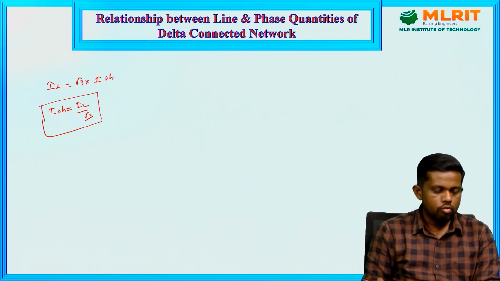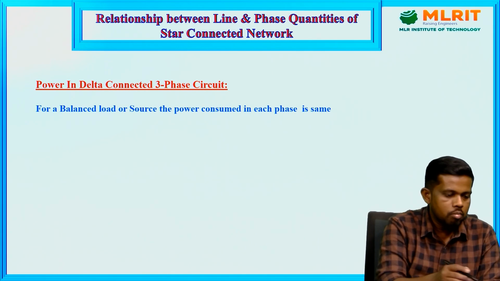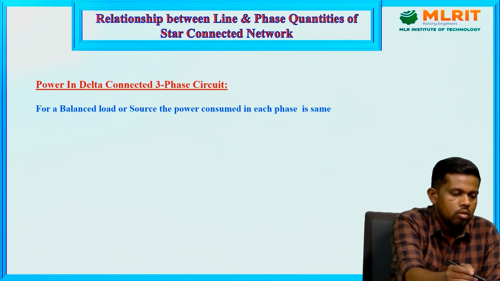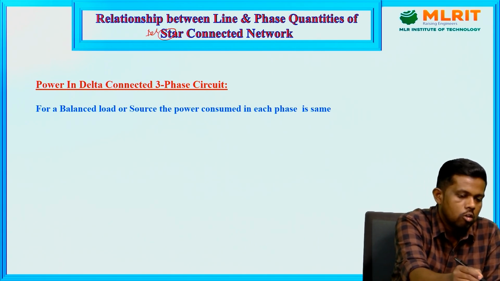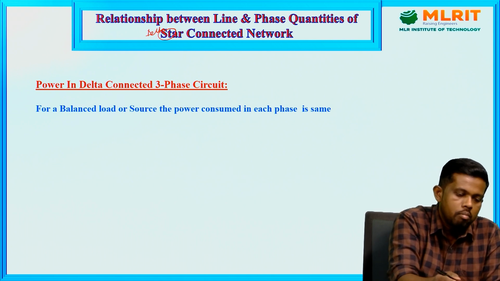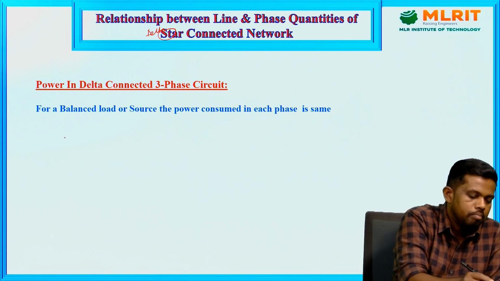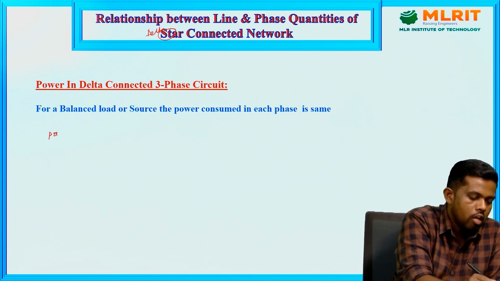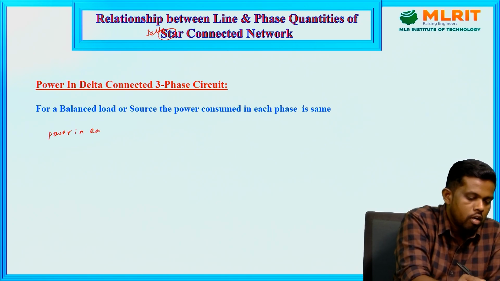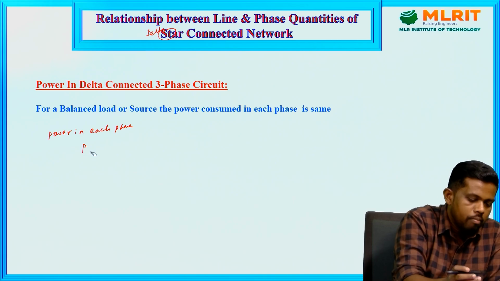Now we need to find the power. Here it is the delta connected network. So we need to find the three-phase power in a delta connected balanced system. First we take the power in each phase: P1 phase equals V phase, I phase, cos phi phase.